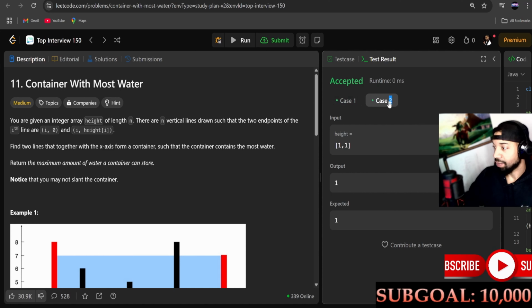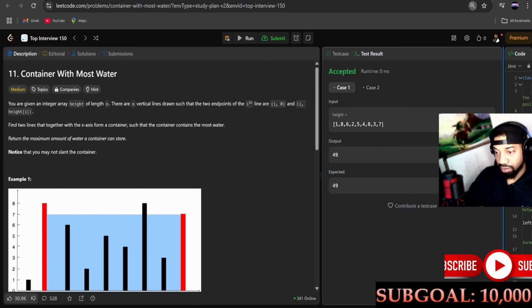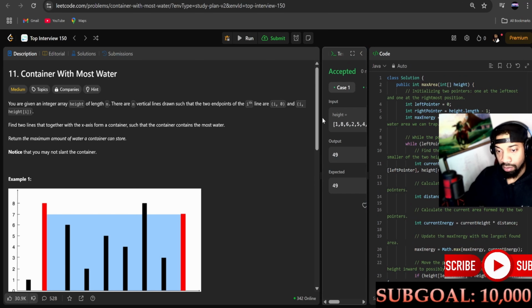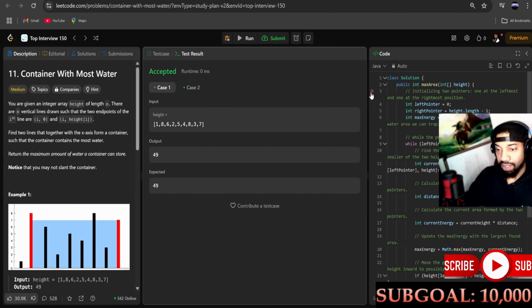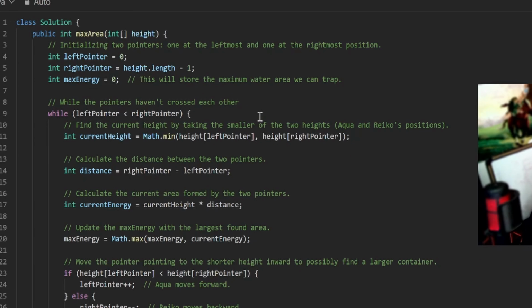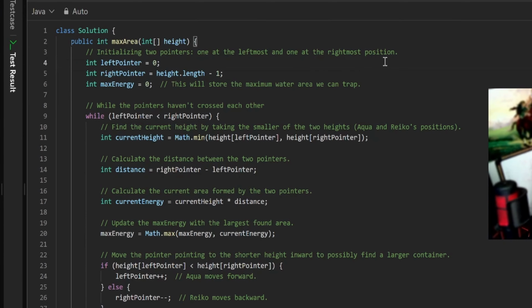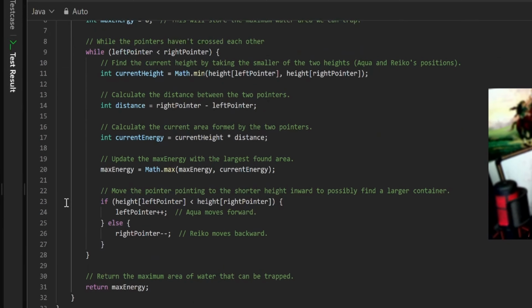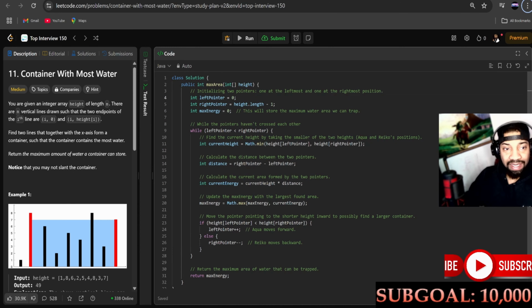All right, both cases pass. Let's go back over here. If you need a minute to copy down this code, I'm going to make this bigger. Let's see, make this bigger. All right, cool. The next question will be, submit that real quick.